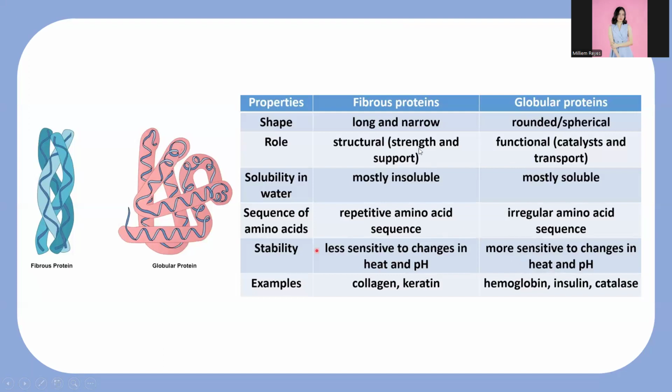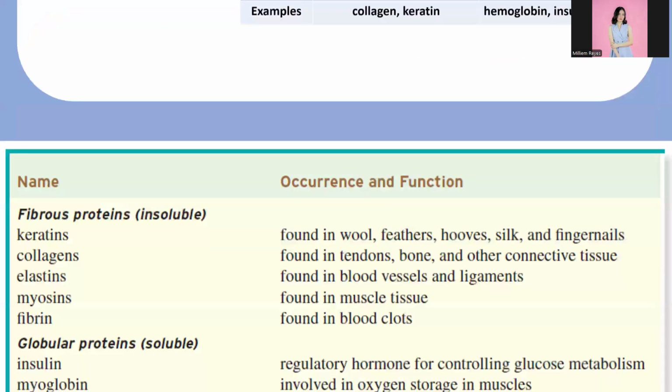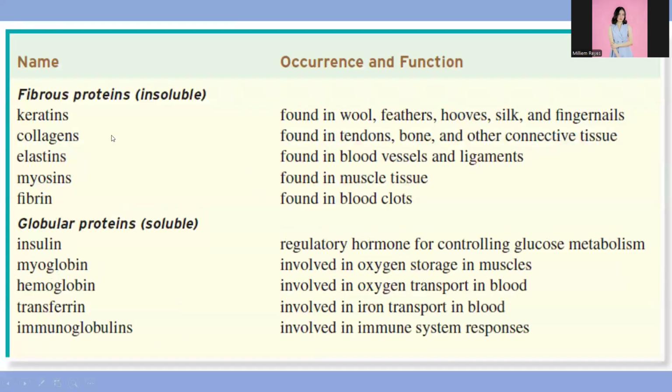Because imagine if our fibrous proteins that are there for structure are very sensitive to heat and pH, edi magbe-break down yung body natin easily because of that. Okay, so again, examples, collagen and keratin. So imagine, konti lang na heat, masisira na si hair mo. Okay, so you don't want that. That's why we have fibrous proteins in our hair and our skin, while globular proteins are hemoglobin, insulin, and catalase. Those are just examples. So again, these are more examples of our fibrous and globular proteins as well as their functions.